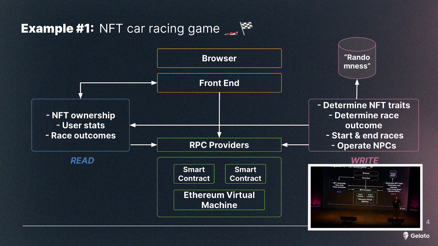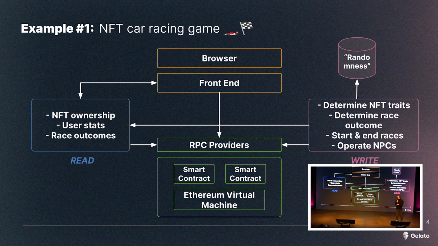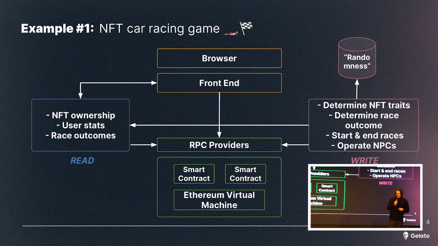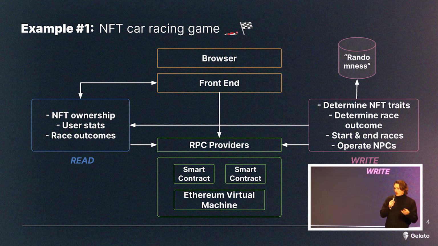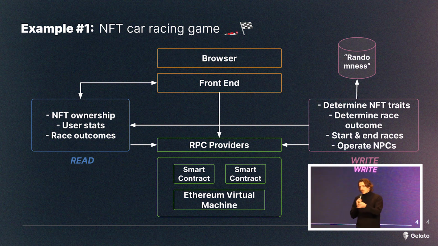And then on the right side, you're actually running servers. This might be a Node.js server, for example, that actually runs computation on the data that they have to use. That computation tries to programmatically write to the chain, right? You want to, let's say, help the users mint new NFTs based on certain traits. You want to determine the outcome of races. You want to start new races, end races. You want to operate maybe NPCs, non-player characters in the game, maybe race cars, programmatically, right? And this is how it works.